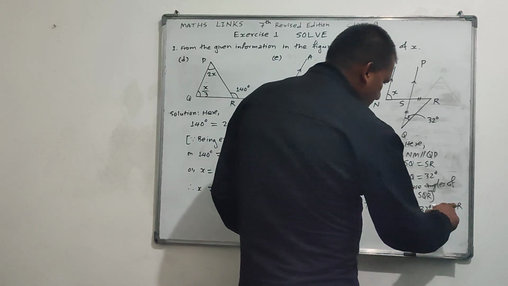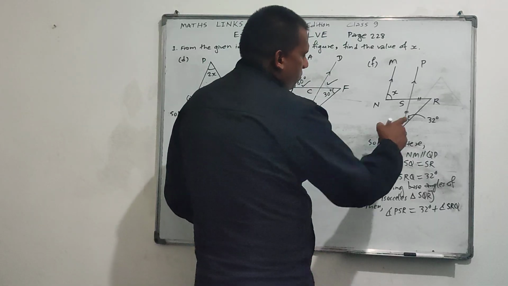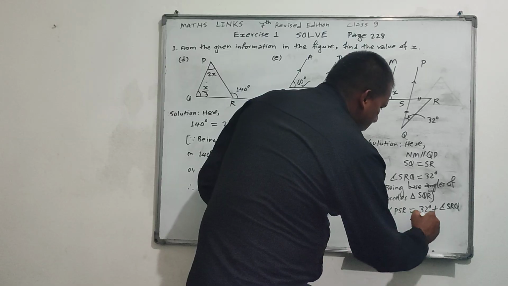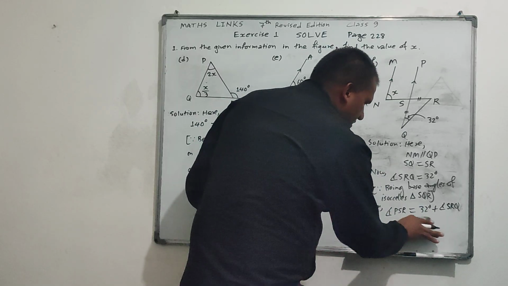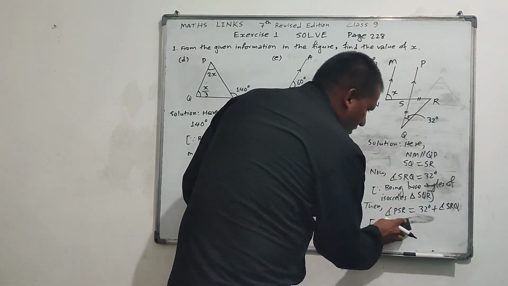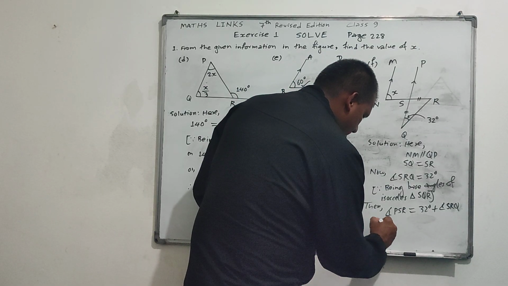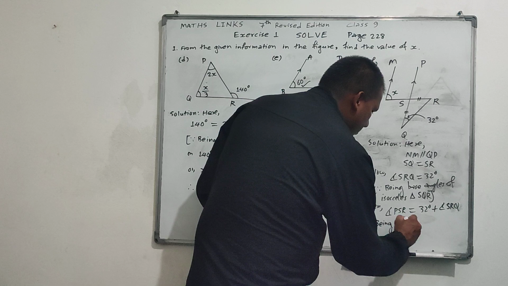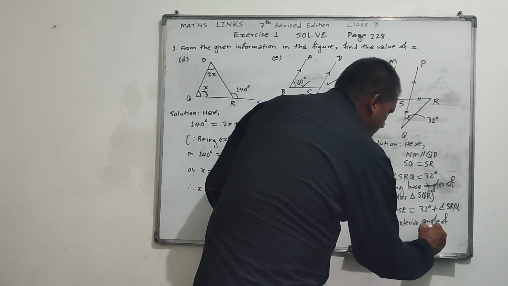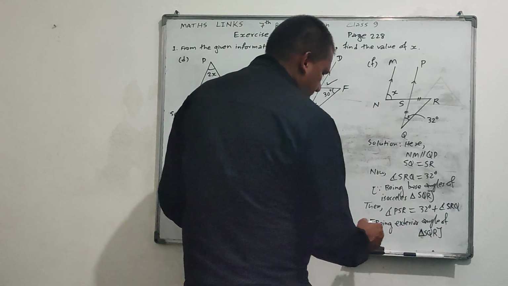32 plus angle SRQ equals the exterior angle PSR. This is equal to 32 degrees. This region being the exterior angle of triangle SQR, being the exterior angle of triangle SQR.